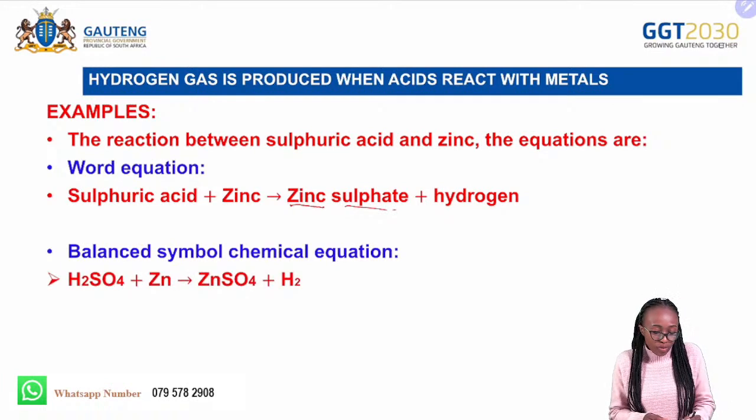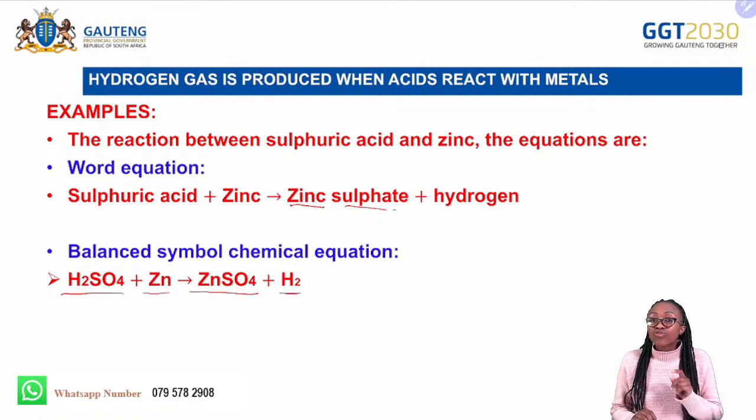There we go. We've got sulfuric acid. So that is the chemical formula for sulfuric acid. It reacts with zinc. There's the symbol for zinc, giving us zinc sulfate. So this is how we write zinc sulfate and hydrogen gas. Don't forget the 2 there next to the H because hydrogen exists as a diatomic molecule.